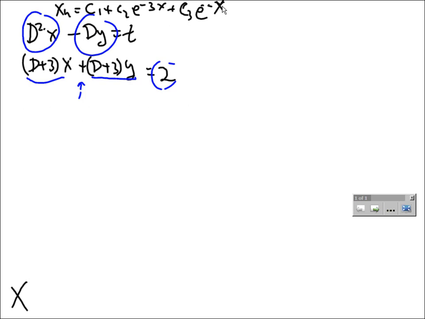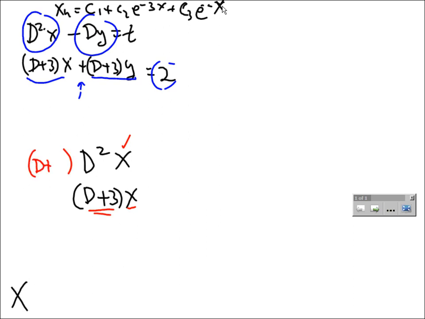Going to get rid of x. So we have d squared x. We have d plus 3x. Everything in the bottom should be in the top. When I see an x in the bottom, I have it in the top. I see a d plus 3 in the bottom, but I don't see it in the top. So I put it in the top. And everything in the bottom is in the top.